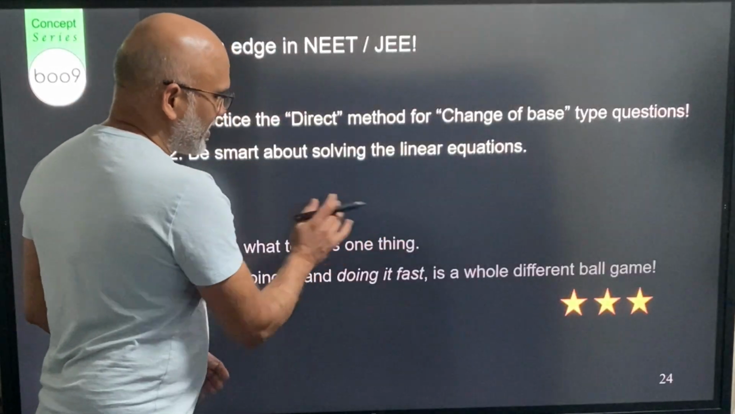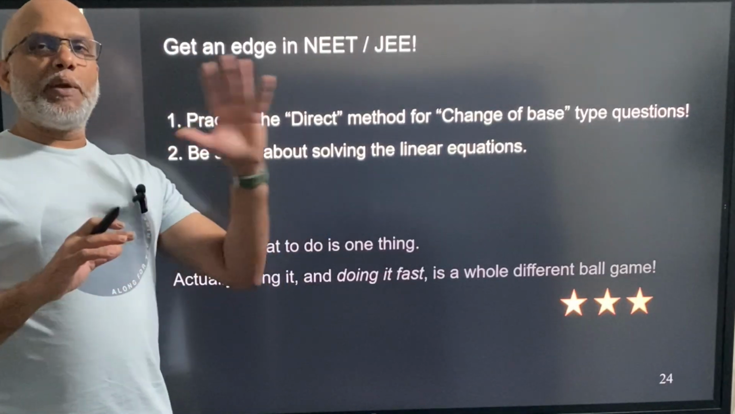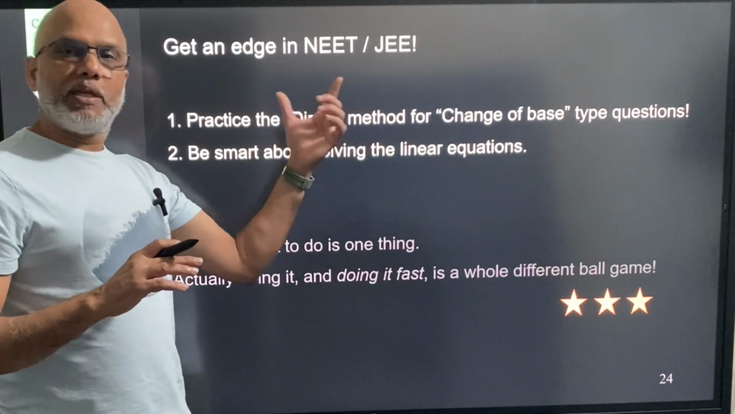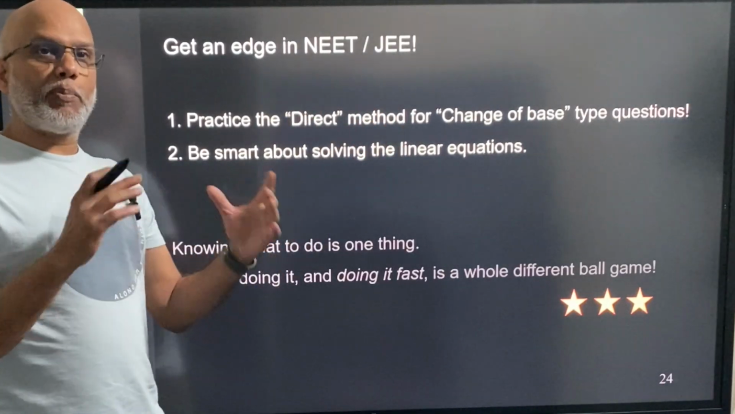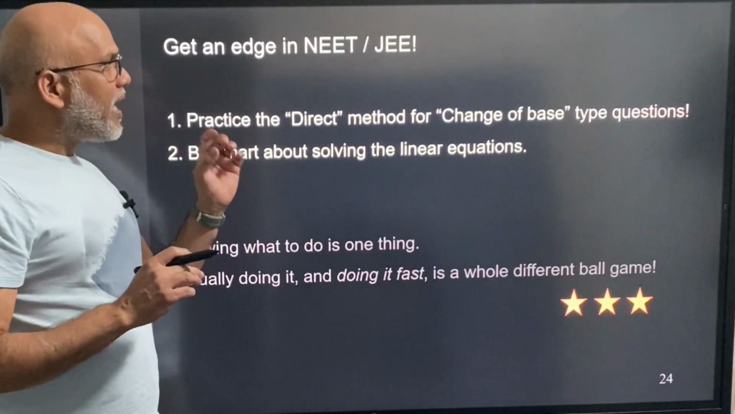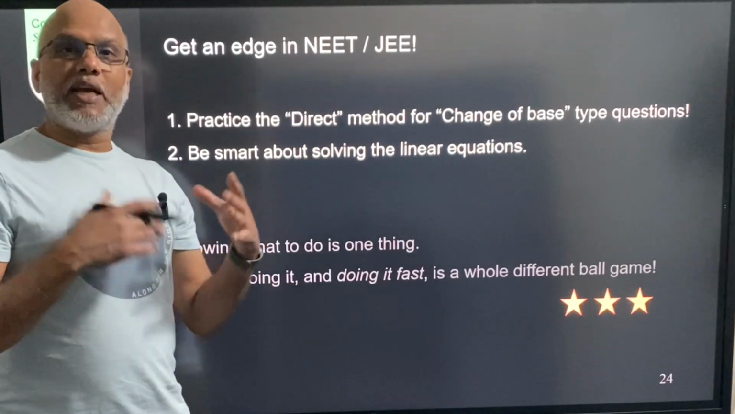Okay, one last thing is, in NEET and JEE, many people appear for the test, right? So this happens to be one of the easier kinds of problems, so many people will know. But what will differentiate you is being able to do it really fast. And some techniques like this can really help.